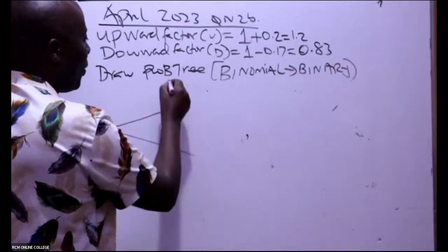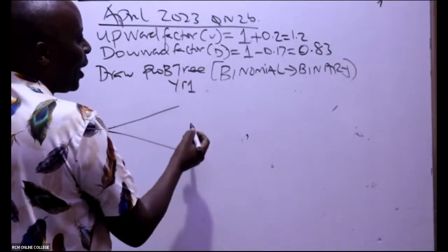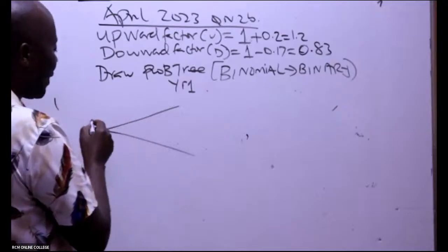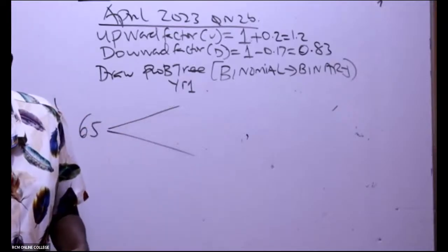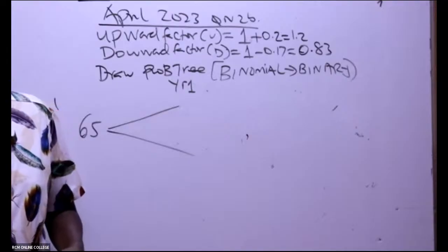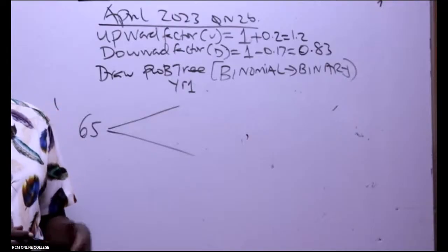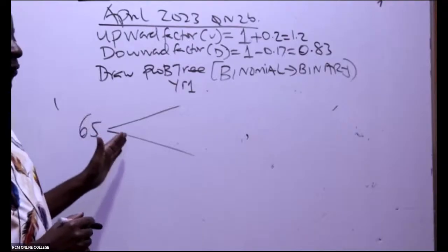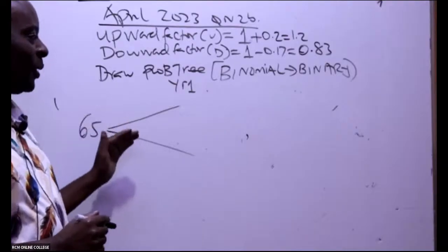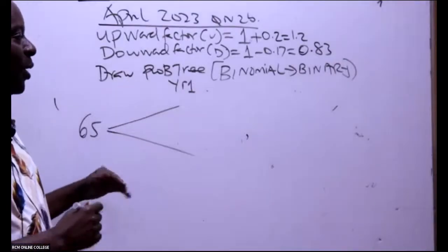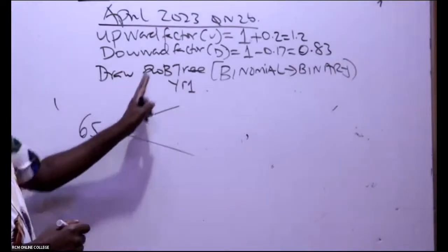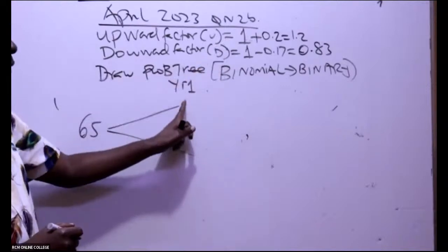So this is year 1. So year 1, remember we are starting this exercise from 65. Yes, we are starting this from 65. And then there are two possibilities. At the end of year 1, it will either go up or down. So if it goes up by 1.2, what will be the new price?